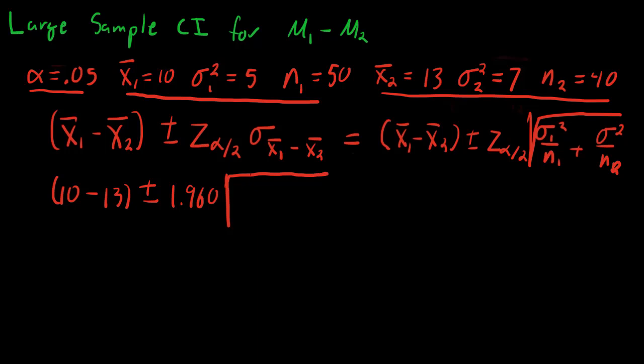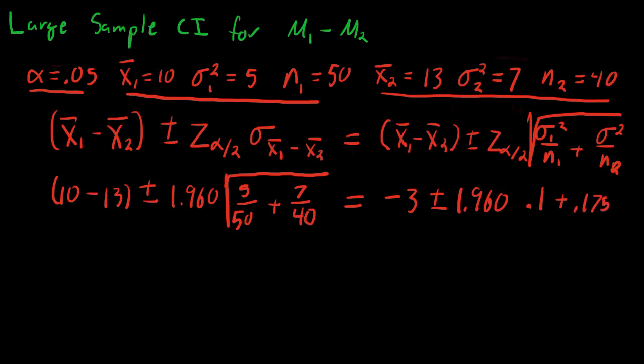of our sigma 1 squared, which is 5, over our n1, which is 50, plus our sigma 2 squared, which is 7, divided by our n2, which is 40. And if we plug in some of those values, we get our negative 3 plus or minus our 1.960. 5 divided by 50 is 0.1, so we have 0.1 plus our 7 divided by 40, which is 0.175, and the square root of that.